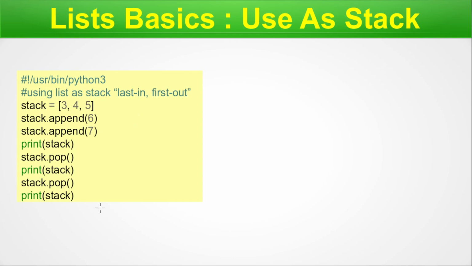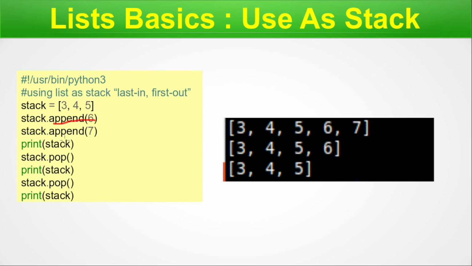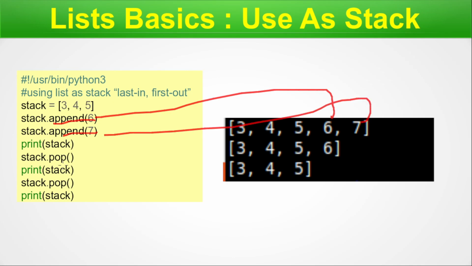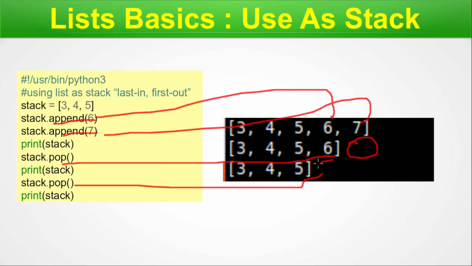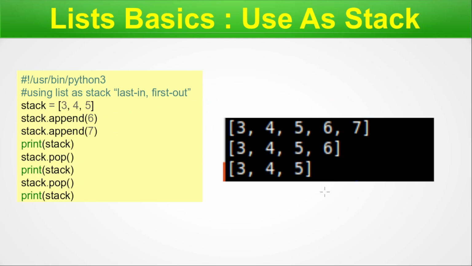Once we run this code, here we have done the two appending operations, 6 and 7. So next, once we pop out, the 7 is gone. 7 you can see is gone here, and in the next operation you can see the 6 is gone here. So again it comes back to the original state. So this way we can use the list as a stack.